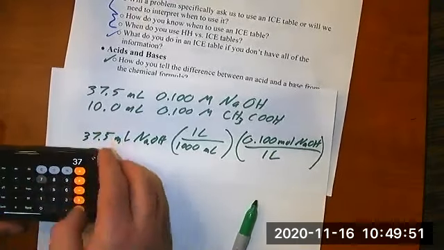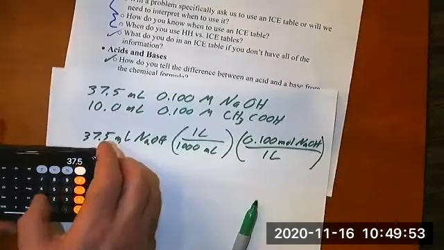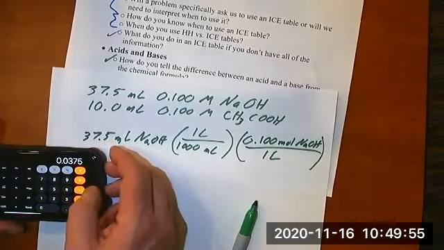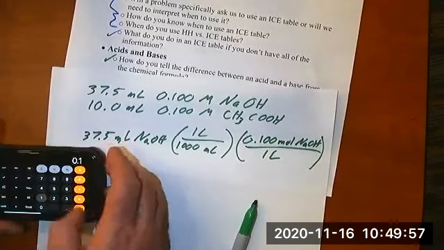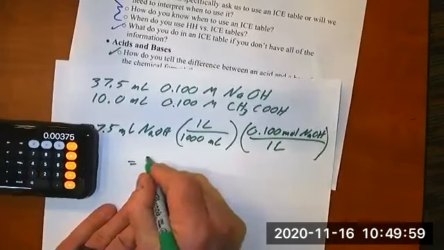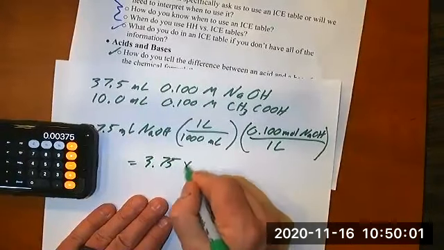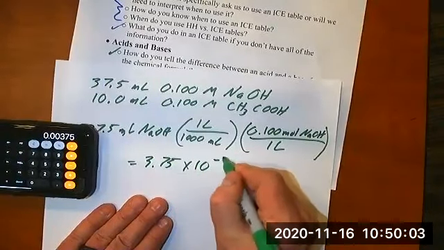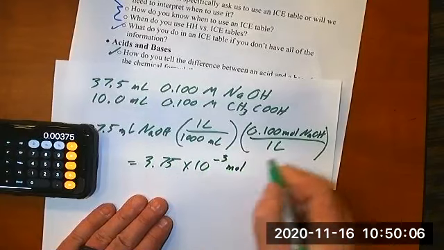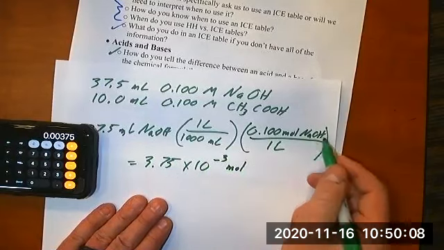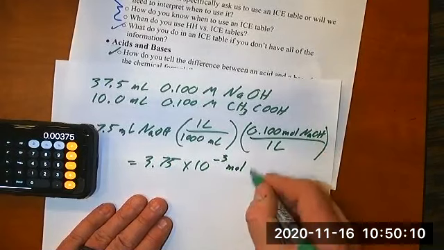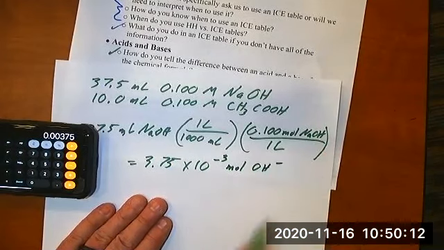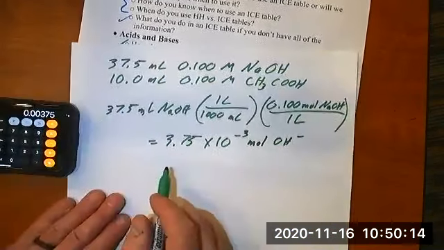So 37.5 divided by 1,000 times 0.1. So we have 3.75 times 10 to the minus 3 moles of sodium hydroxide. And because of the stoichiometry, that's moles of hydroxide that we have put into the solution.